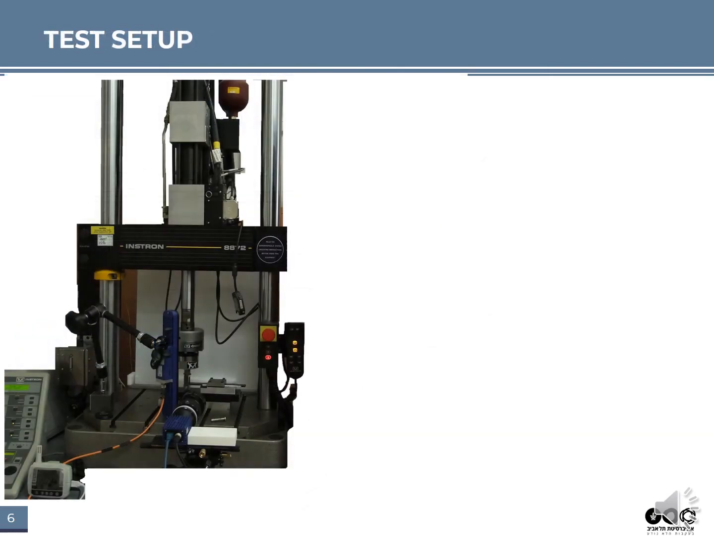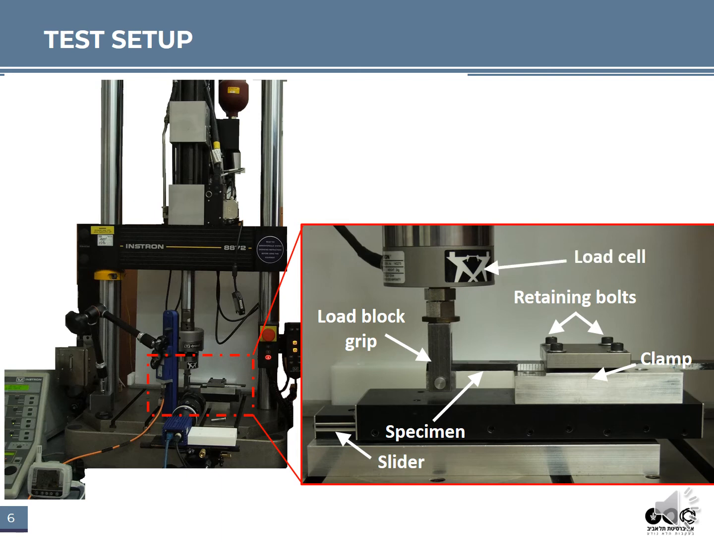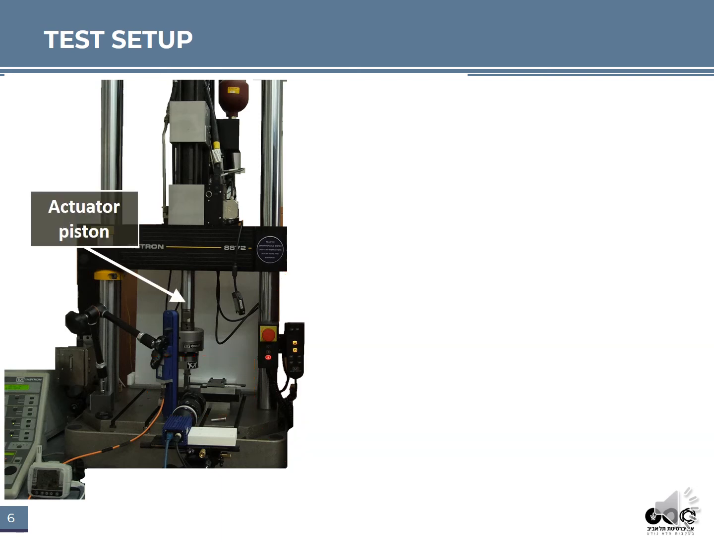Here you can see the test setup. The specimen is in the fixture. The slider is free to move in the X1 direction, and the specimen is attached to the clamp with retaining bolts. The loading grip is attached to the specimen through a pin and is pulled up quasi-statically in displacement control throughout the test. The load throughout the test is measured by the load cell, and the relating actuator displacement is also recorded throughout the test.